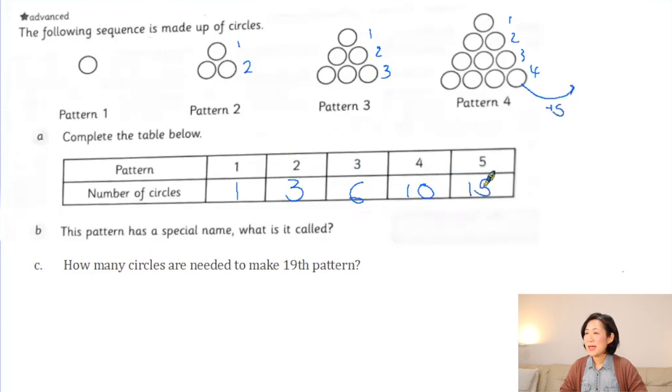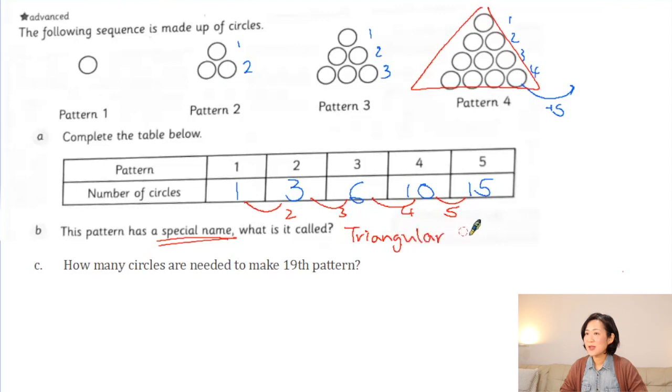Then what about pattern 5? Look, we're adding up 1, 2, 3. The next number will be 5, right? So the pattern is you add 1, then 2, 3, 4, 5. Look at the figure, look at the shape. This is a triangular number. A triangular number is when you add all the consecutive numbers from 1, right?